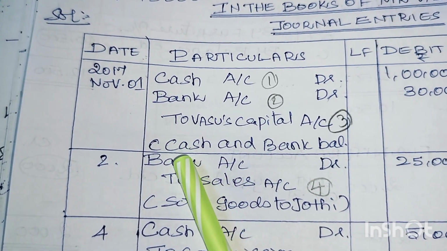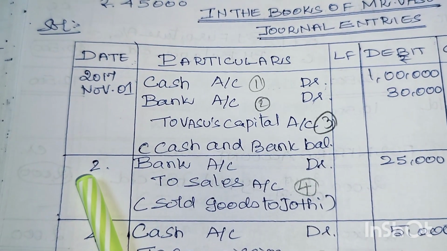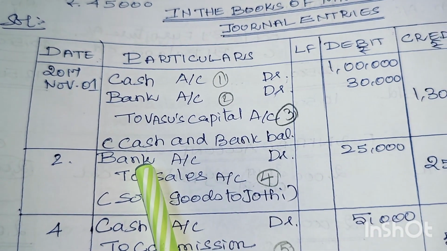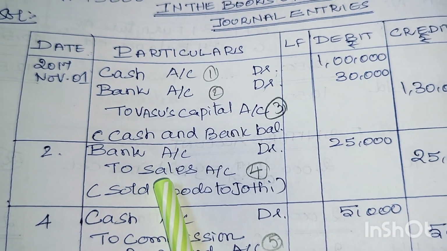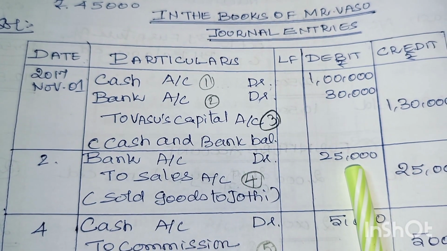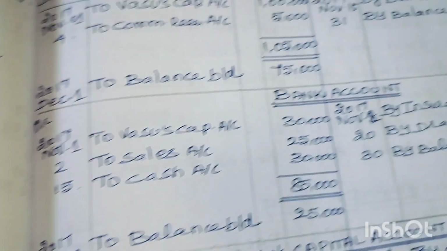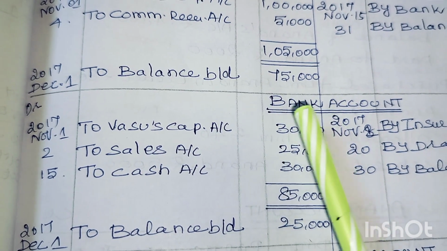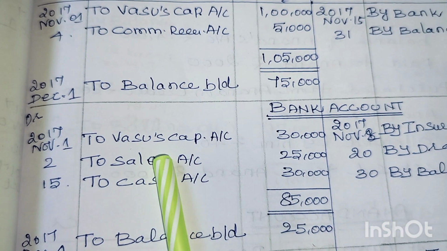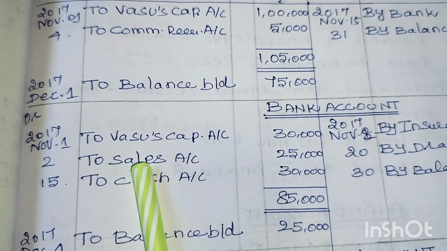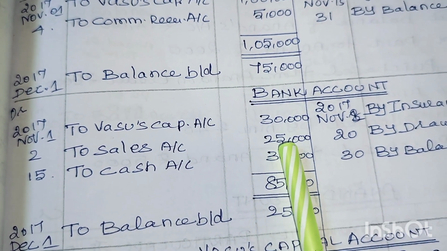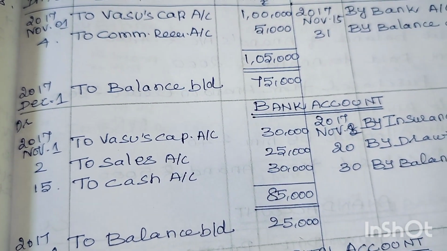And when did the next bank transaction occur? On November 2. On which side is the bank account? On the debit side. What is the opposite account from the bank account? Sales account. How many rupees? 25,000 rupees. So what do we do? On the ledger we go to the debit side under the bank account, dated 2. What is the opposite account? The opposite account is sales account. We enter 25,000 in the amount column.